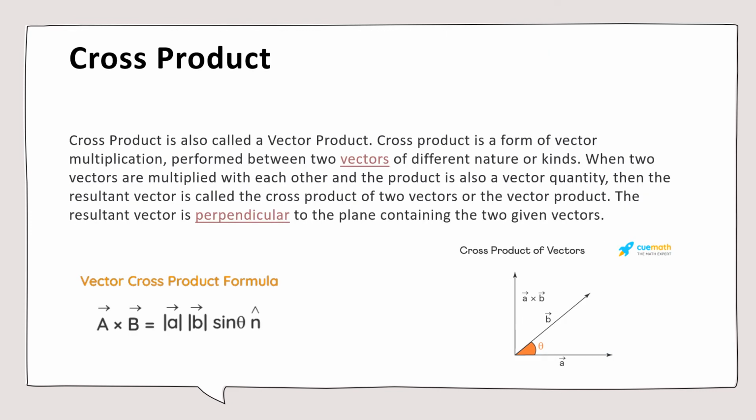Cross product. Cross product is also called a vector product. Cross product is a form of vector multiplication performed between two vectors of different nature or kinds. When two vectors are multiplied with each other and the product is also a vector quantity, then the resultant vector is called the cross product of two vectors, or the vector product. The resultant vector is perpendicular to the plane containing the two given vectors.